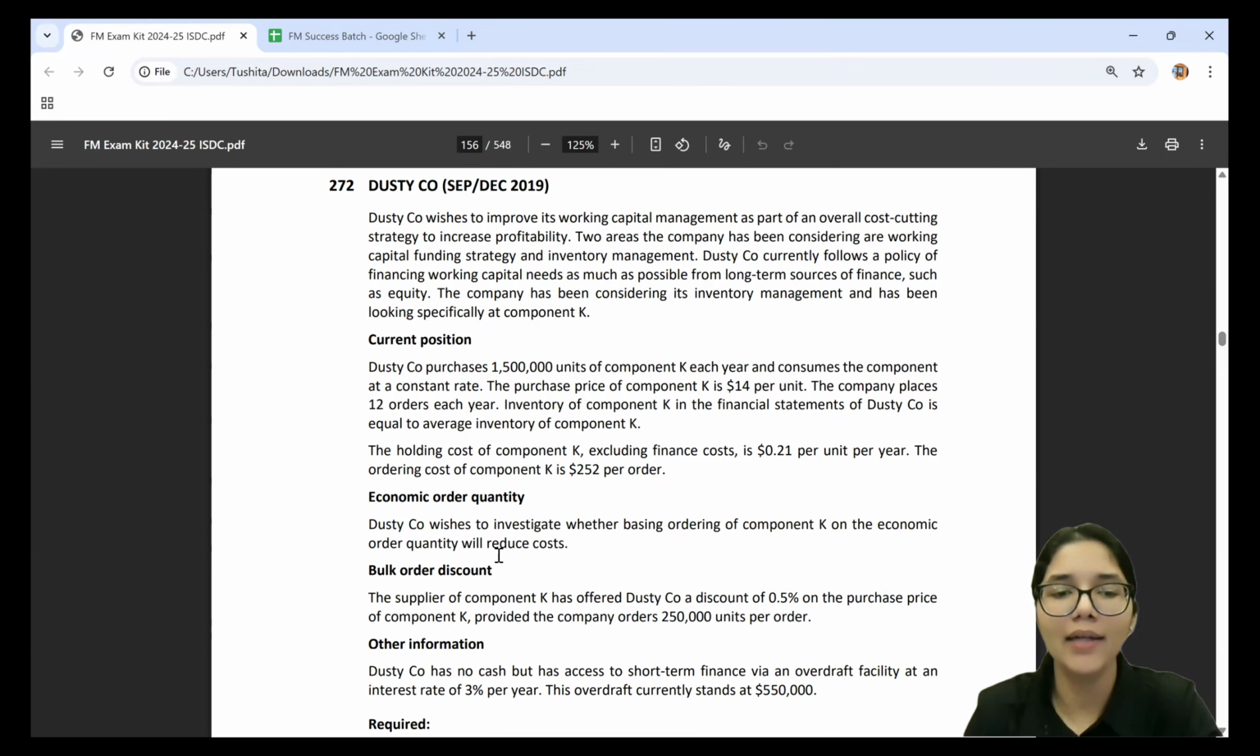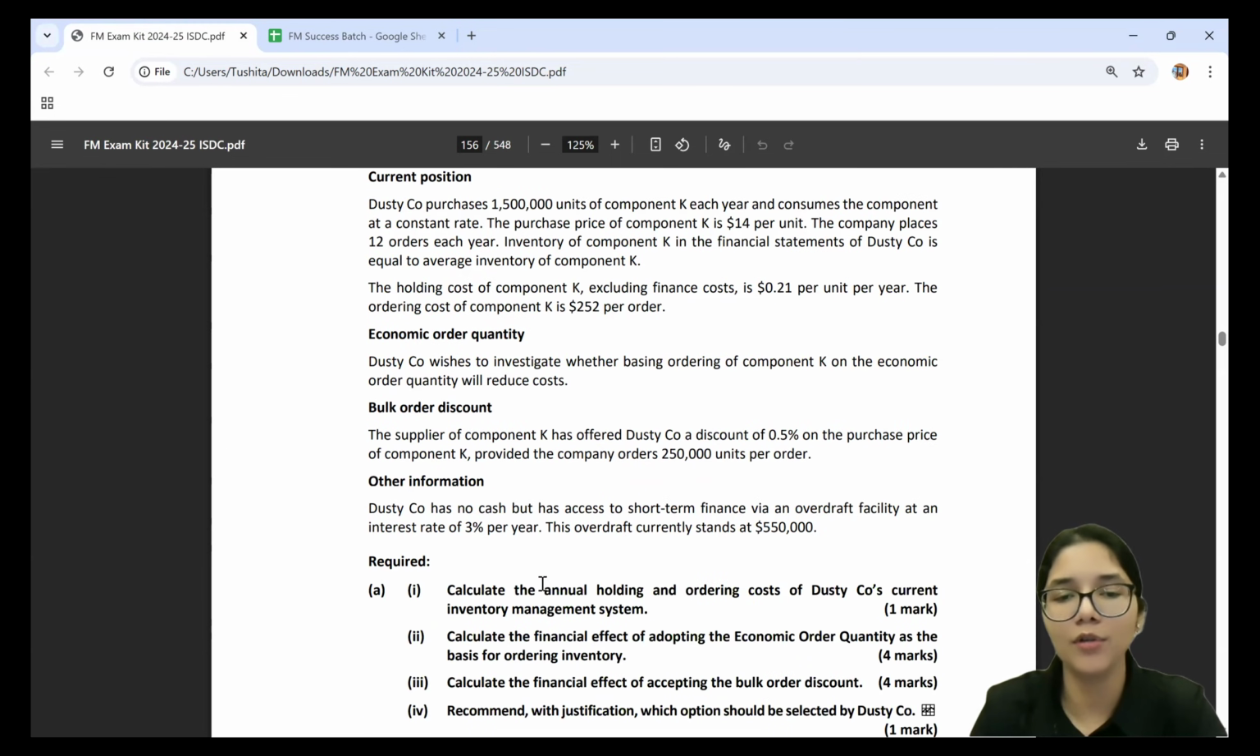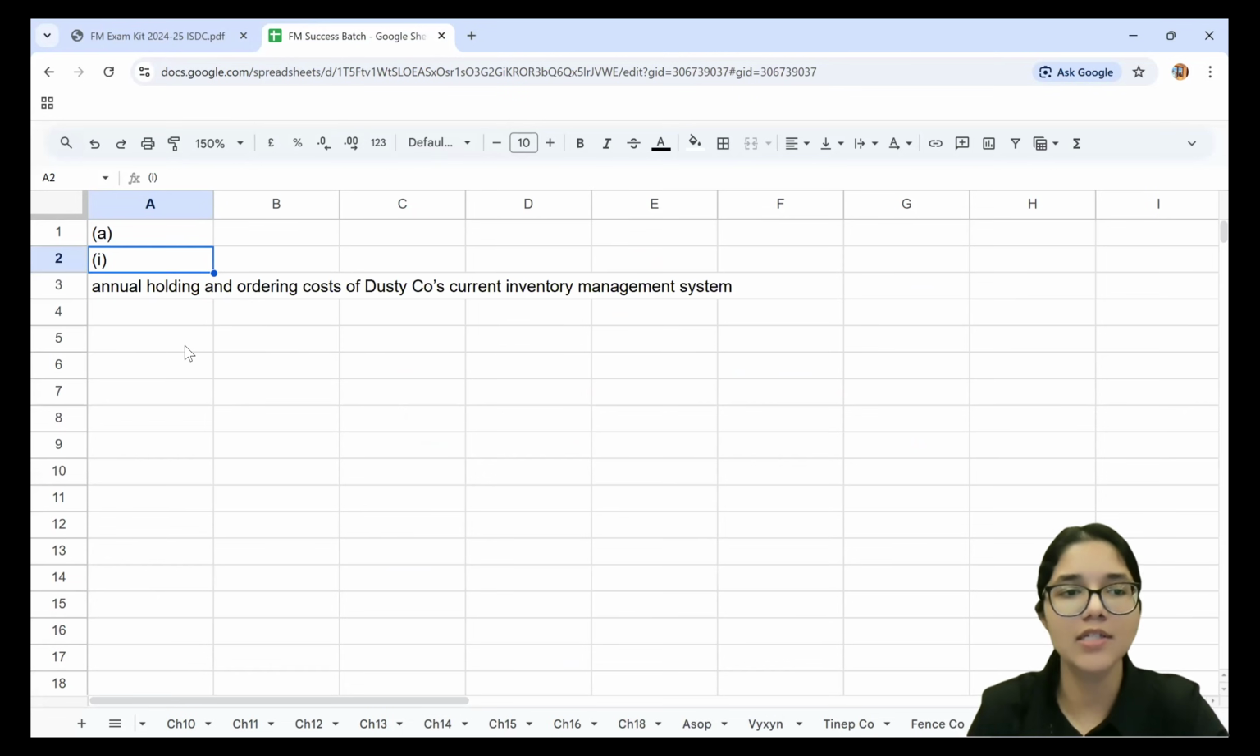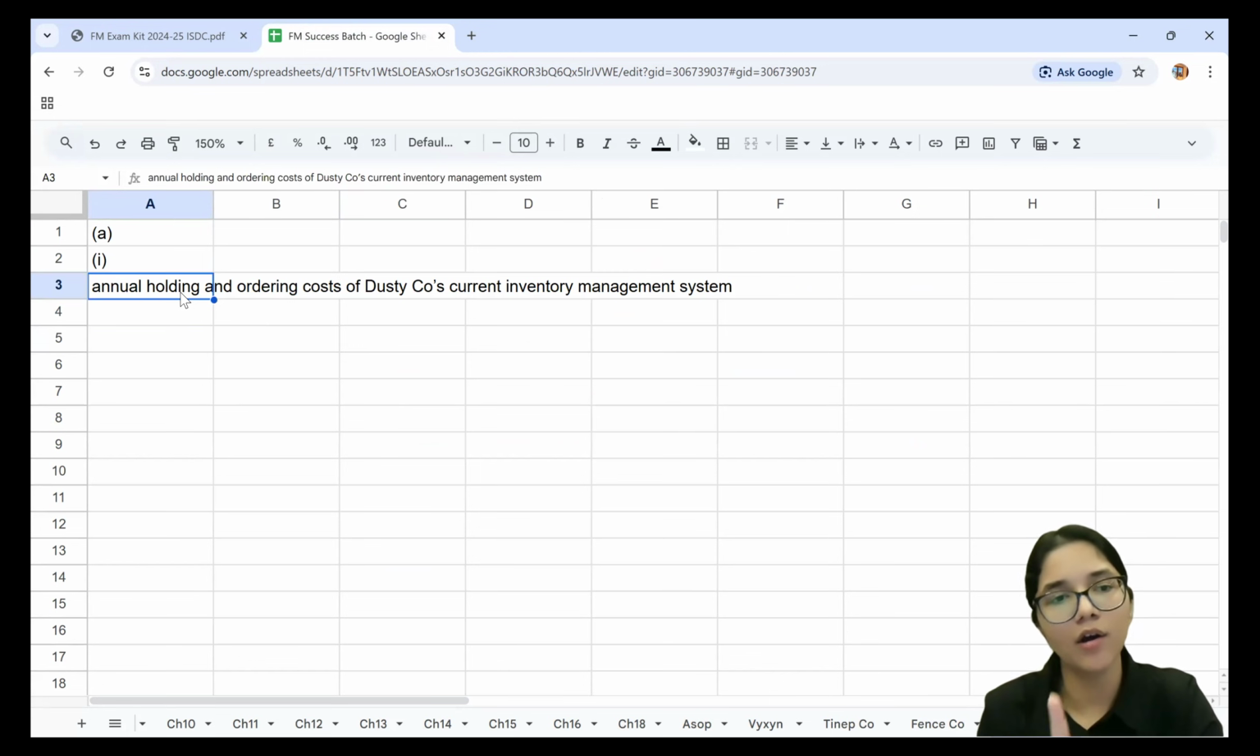I am solving part A, and the first part is I want to calculate the annual. Let me see if it allows copy paste. Yeah, so this is what I want to calculate right over here in the first place. Whatever current system that they are following, I want to find out two costs. First is the holding cost and second is the ordering cost.